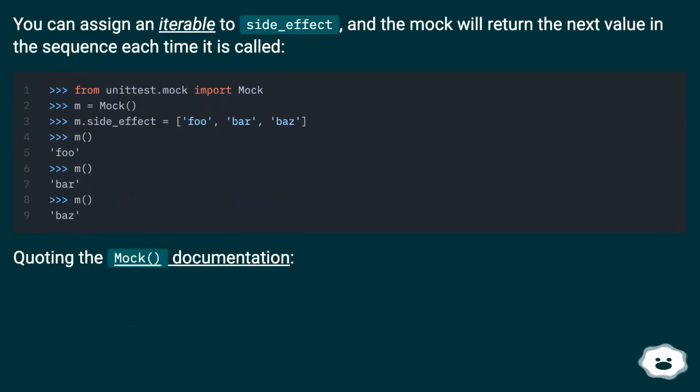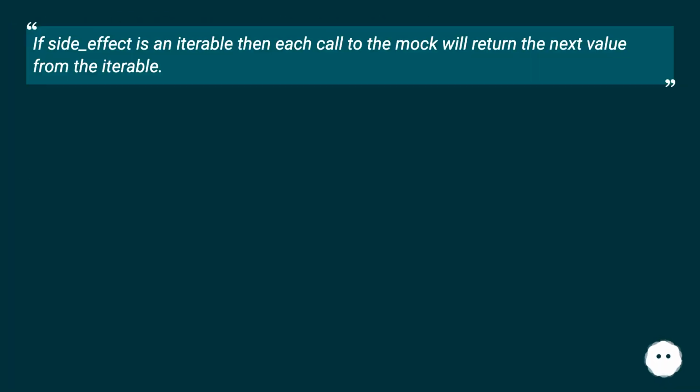You can assign an iterable to side_effect, and the mock will return the next value in the sequence each time it is called. Quoting the mock documentation: if side_effect is an iterable, then each call to the mock will return the next value from the iterable.